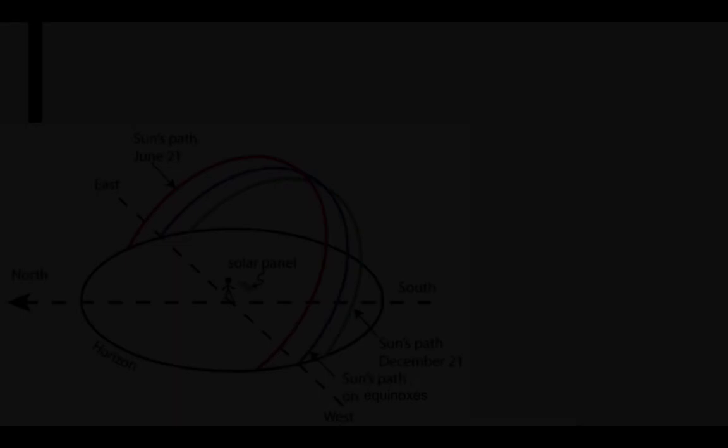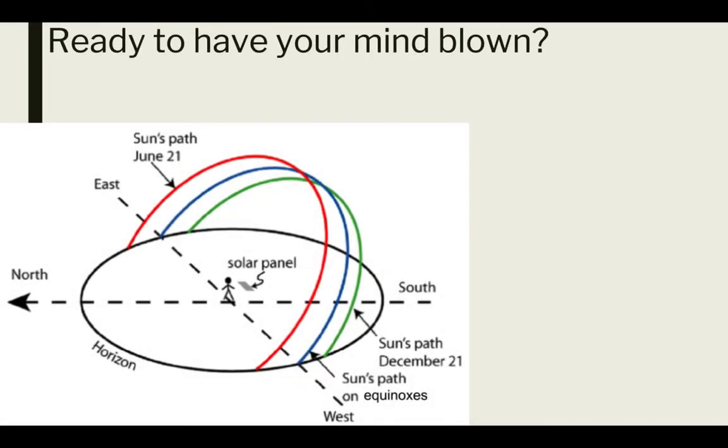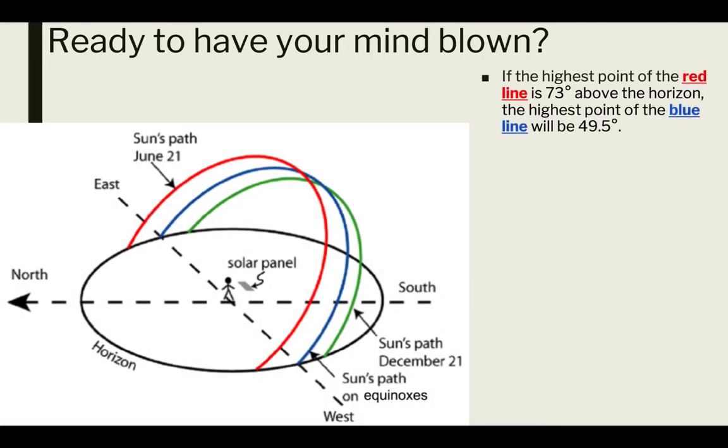Okay, next thing. This is where it gets kind of cool. Ready to have your mind really blowing? Okay, this is not grade 6 up, this is more than grade 6 up, but I think it's cool. If the highest point of the red line is 73 degrees, so if we were to have a protractor and we measured it, say I did my arm going up like this, or across the bottom like this, and I measure 73 degrees, then the blue line would be 49 degrees.